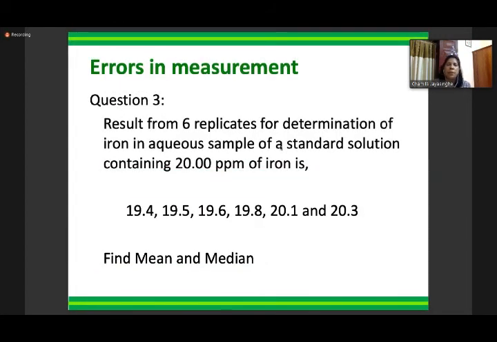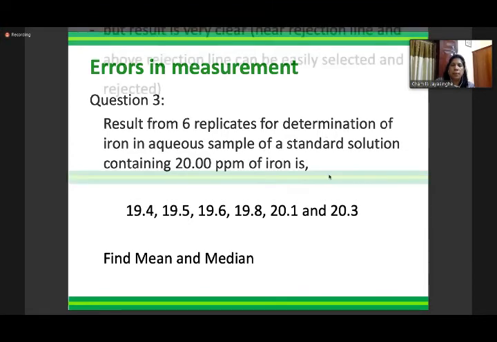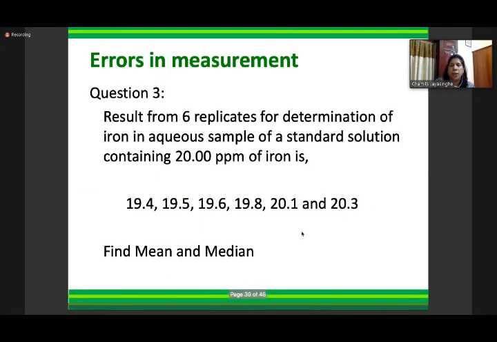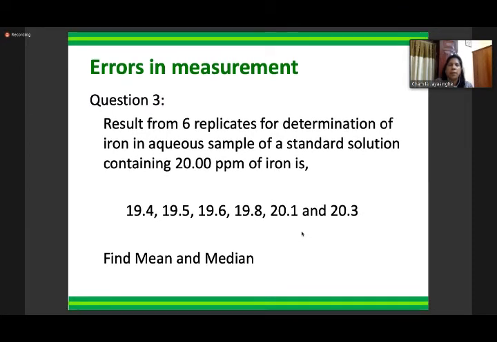Let's come to the error in measurement, right? Yasara, are you there? Seems like she is not there, right?